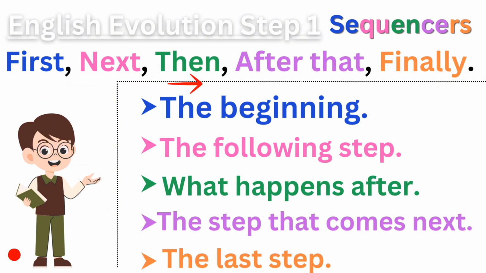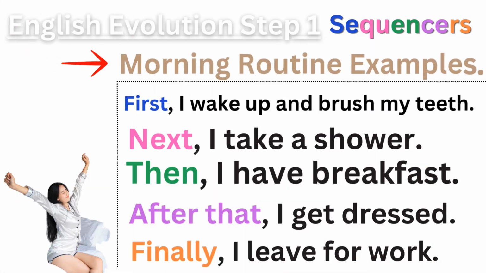Let's dive into the examples. Listen and repeat after me. Morning routine examples. First, I wake up and brush my teeth. Next, I take a shower. Then, I have breakfast. After that, I get dressed. Finally, I leave for work.